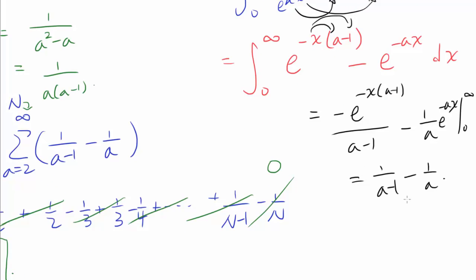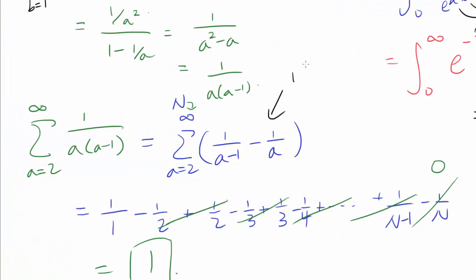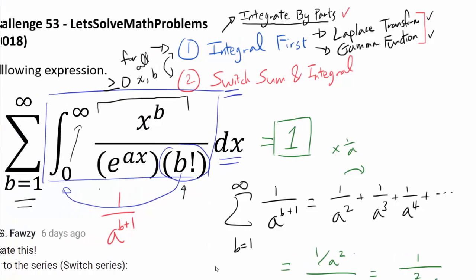So we are going to be summing up 1 over a minus 1 minus 1 over a, and that's the same thing we had before. So from here, you do the telescoping sum once again, and we are going to get 1. So that's probably the fastest way of approaching this question.